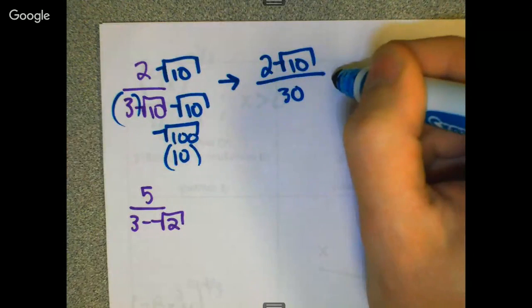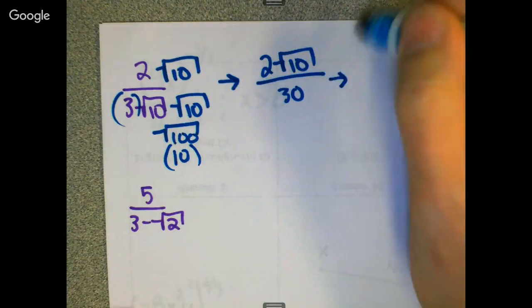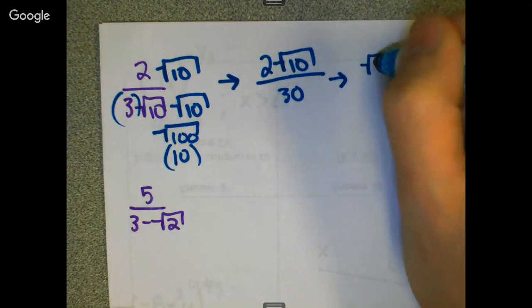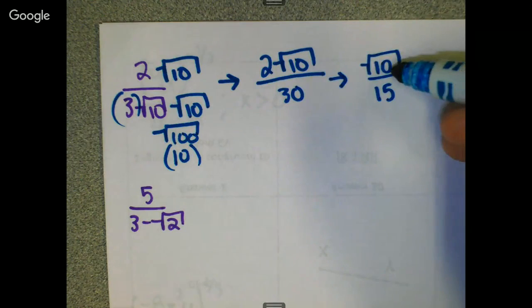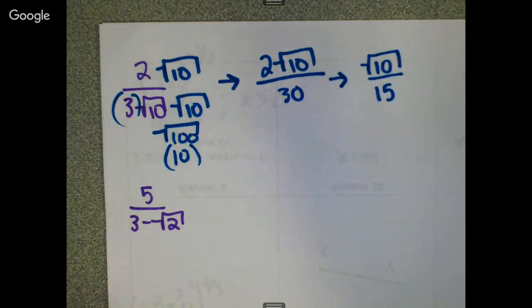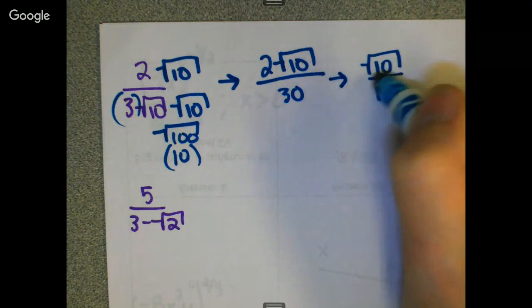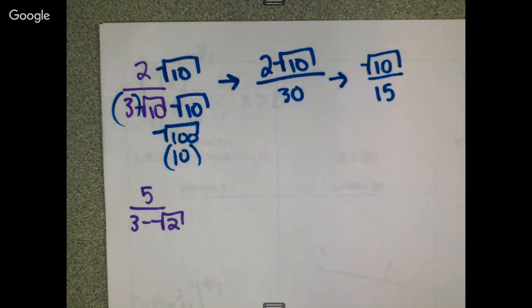We're going to reduce. We're going to divide by 2. So that's radical 10 over 15. Now, you may be thinking, well, that's 10, that's 15, let's divide by 5. However, you cannot. This is under the radical, and this is not. So I cannot cancel any of that out.